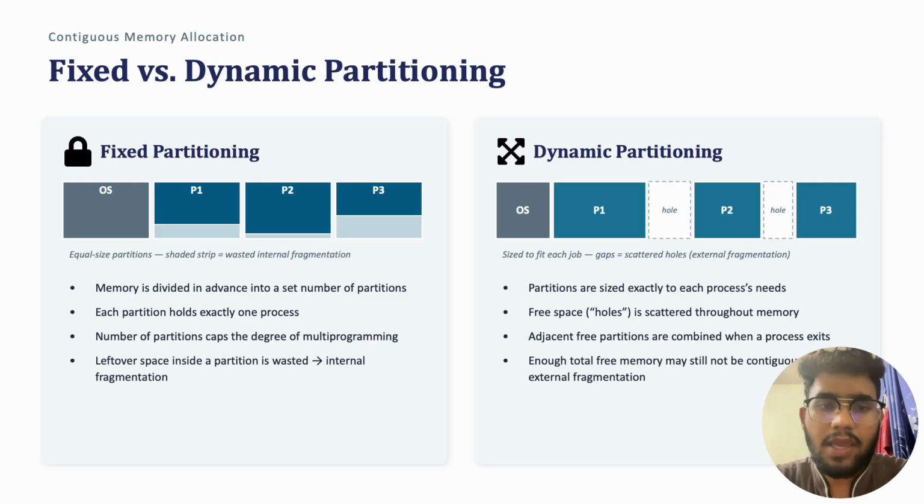Now let me explain how memory gets allocated to processes, starting with the two main approaches, which are fixed and dynamic partitioning. In fixed partitioning, main memory is divided into a set number of partitions of fixed size. Each partition holds exactly one process, so the number of partitions limits how many programs can run at once. The problem is if a job is smaller than its partition, the leftover space inside the partition is wasted. This is called internal fragmentation.